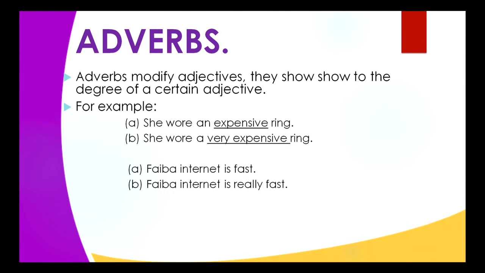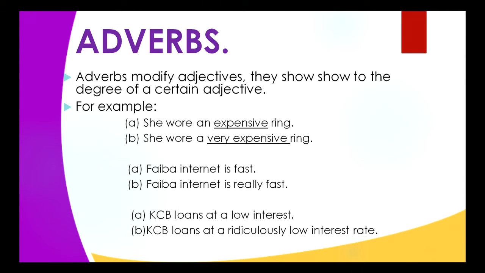Let's look at another example. KCB loans at a low interest, meaning that KCB loans earns a low interest. In sentence B, we have KCB loans at a ridiculously low interest rate. The adjective low is being modified in the second sentence. It's telling us how low. And the adverb used is ridiculously, meaning very low. And those are examples of adverbs used to tell us more about adjectives.